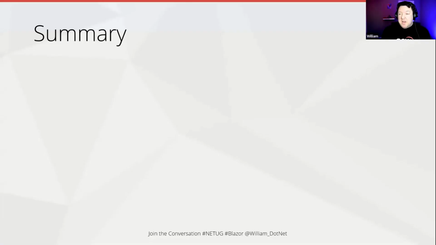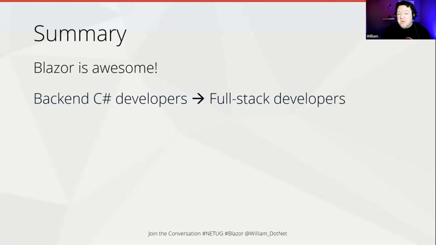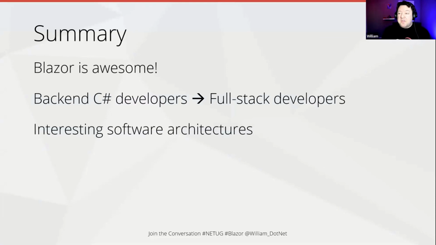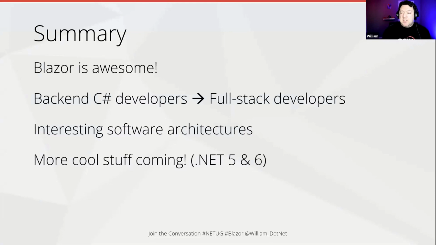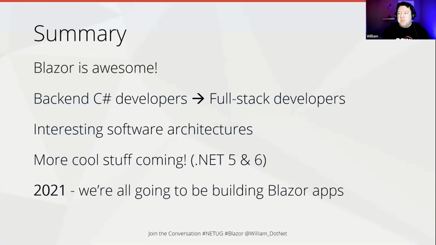And then in summary, Blazor is awesome. Backend C# developers can, with a little bit of HTML and CSS, call themselves full stack developers and put that on their LinkedIn. I think with the C# source generators and stuff, we're going to see some really cool architectures coming out soon. There's some really cool stuff coming for .NET 5 and 6, especially for Blazor. And this time next year, we're all going to be writing awesome Blazor applications.